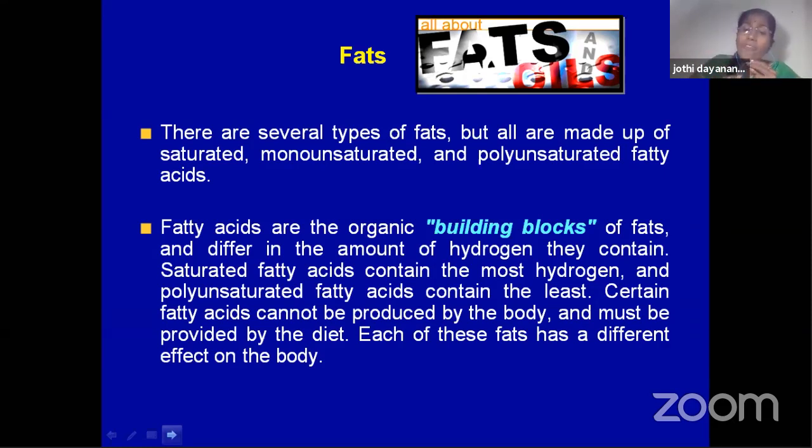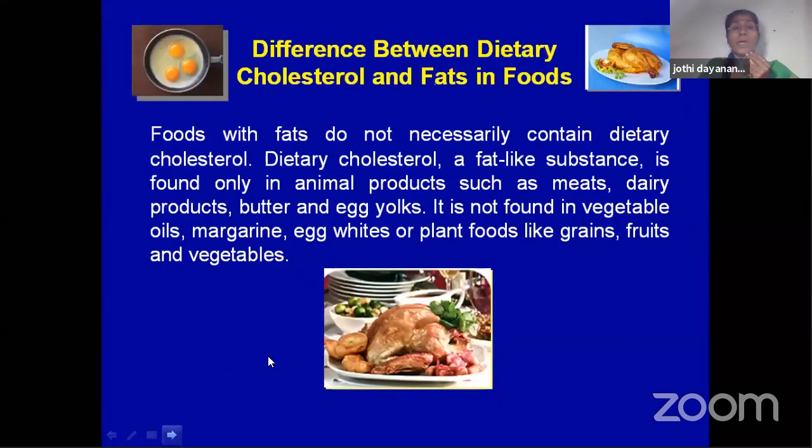But if that fat goes above the requirement of an individual, then it leads to problems, right? So, the difference between dietary cholesterol and the fats in the food, basically. The foods with fat do not necessarily contain dietary cholesterol. Understand that. Foods with fats do not necessarily contain dietary cholesterol. Dietary cholesterol is this, the yolk of the egg. That is called dietary cholesterol.